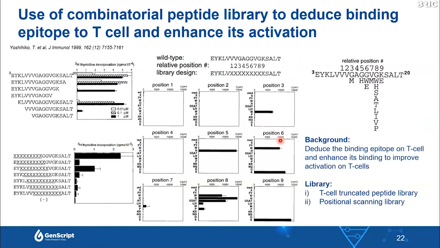So to better illustrate the T-cell truncated library, I have shown here a case study from Yoshihiko et al., published in the Journal of Immunology, to demonstrate how a T-cell truncated library could be used to deduce the binding epitope of the T-cell. So first, using a T-cell truncated peptide library to identify the epitope region, they subsequently used different peptide libraries also, such as the random library here and also the positional scanning library here, to define the residues that are crucial to enhance the activation of T-cell.